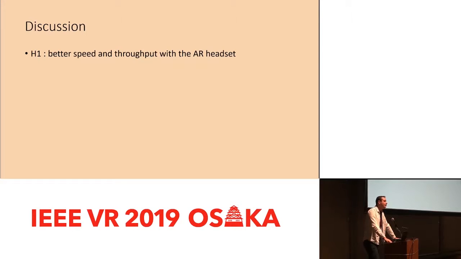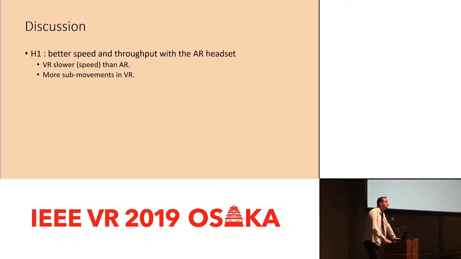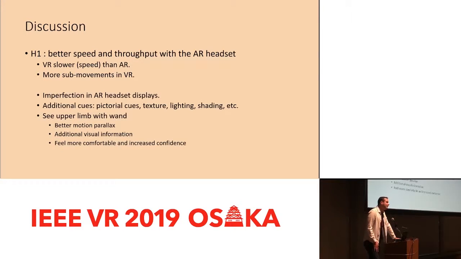So, discussion. The first thing we hypothesized is that we were expecting to get a better speed and throughput with the AR headsets. And it was partially true. Do you remember the results that we found: the subjects were a little bit faster in the AR headset. And we found that the subjects were doing more movements in virtual reality, and their correction phase was less efficient in virtual reality. Why did we have these results?